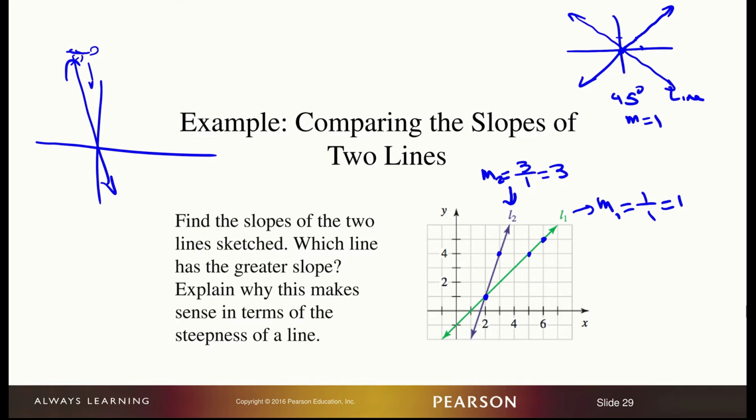Just imagine yourself climbing on these slopes as if they were mountains, right? Which one would be harder? This climb or that climb? You can clearly see climbing L2 would be harder. It's 3 times steeper than L1. So slope in the geometric sense is a measure of steepness of a line.